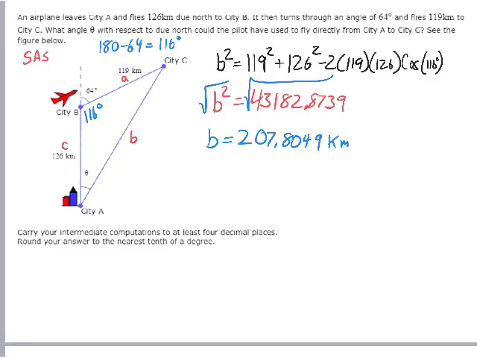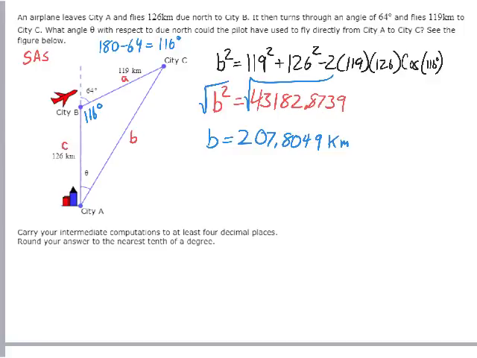So, is that what we're looking for? No. Even though it's 207 kilometers for this side, we still are looking for the angle. So our next step is to use law of sines to find the angle. With law of sines, we need an angle and a side opposite to get started. And now that we have this number, we have this side opposite.